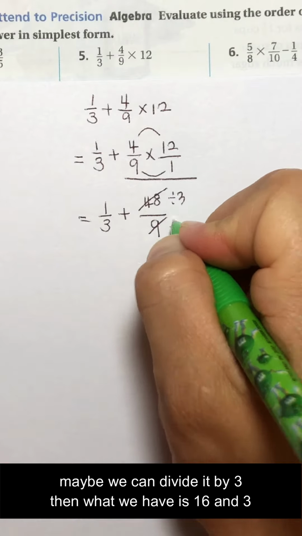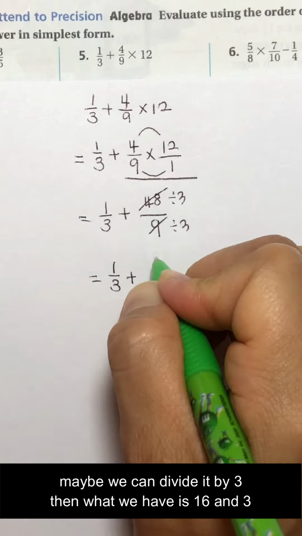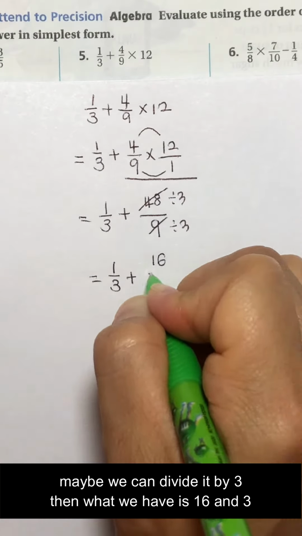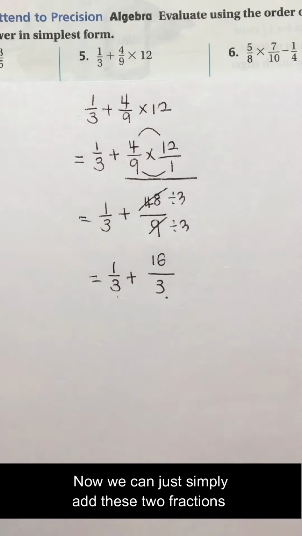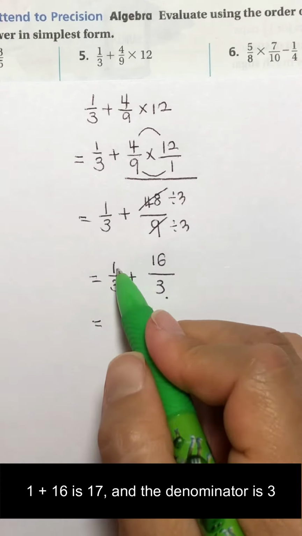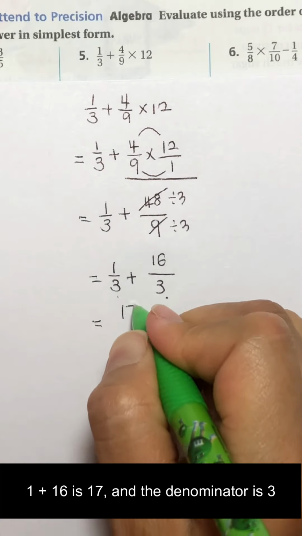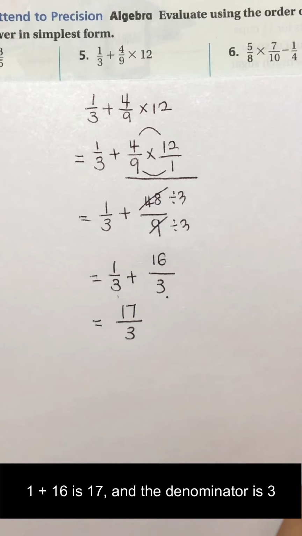Maybe we can divide it by 3. Then what we have is 16 and 3. Wow, their denominators are the same. So now we can simply add those two fractions. 1 plus 16 is 17, and the denominator is 3.